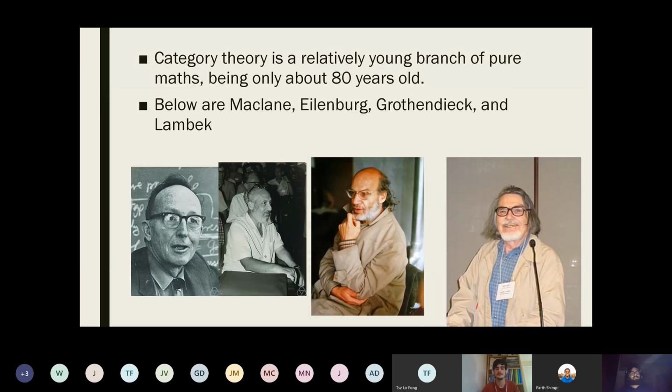What was surprising to me is how young of a field it is. It's only about 80 years old compared to the rest of the pure maths you do. It barely reaches into the previous century. These are a few of the founders of category theory. Not founders, but people who've popularized it and used it for really cool stuff.